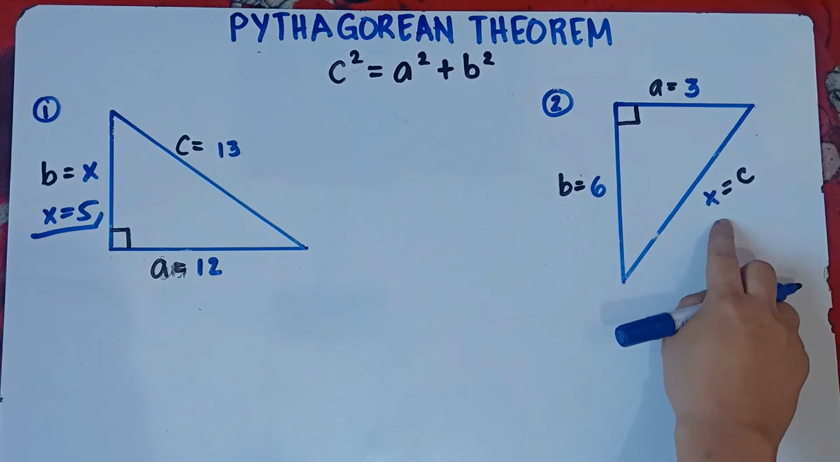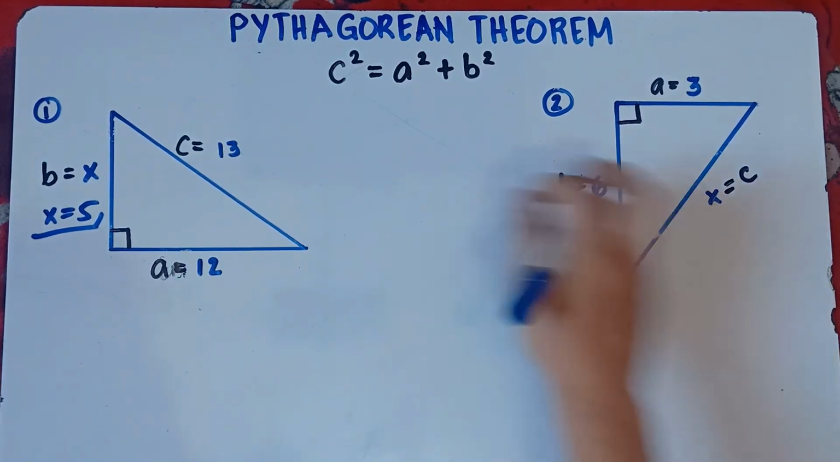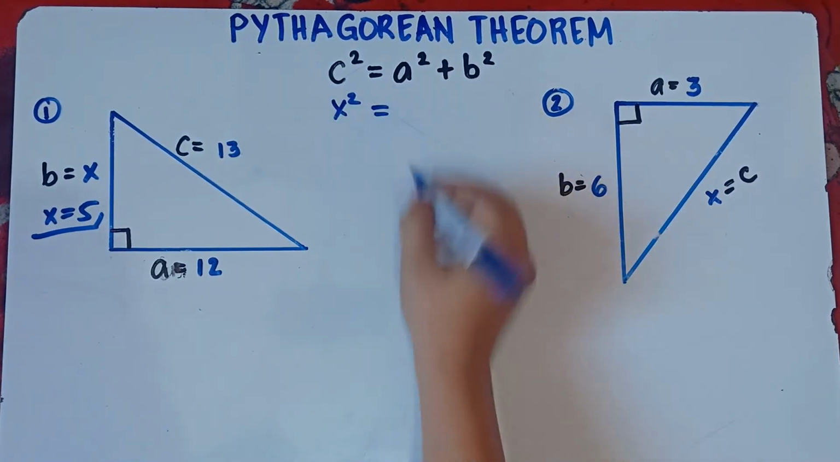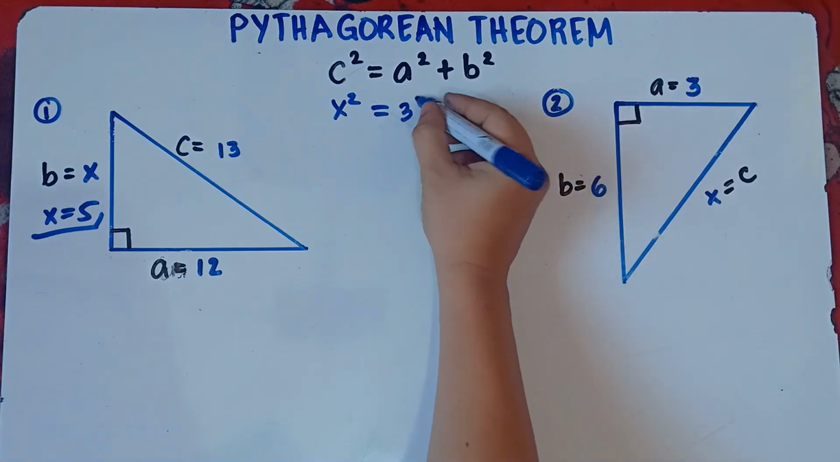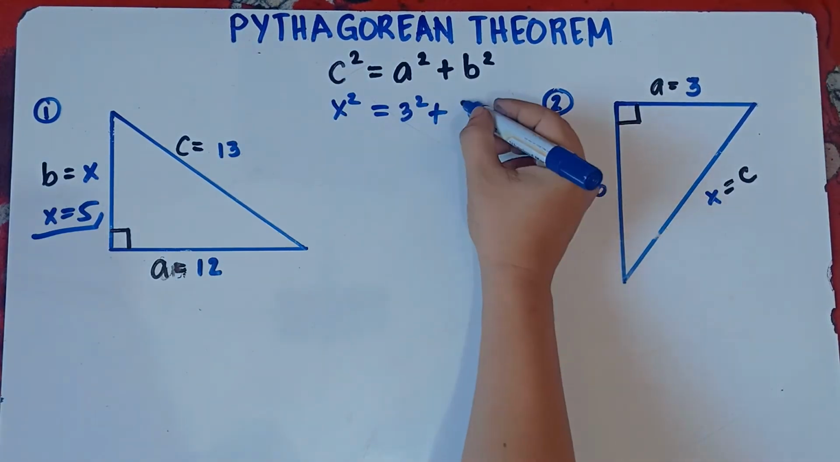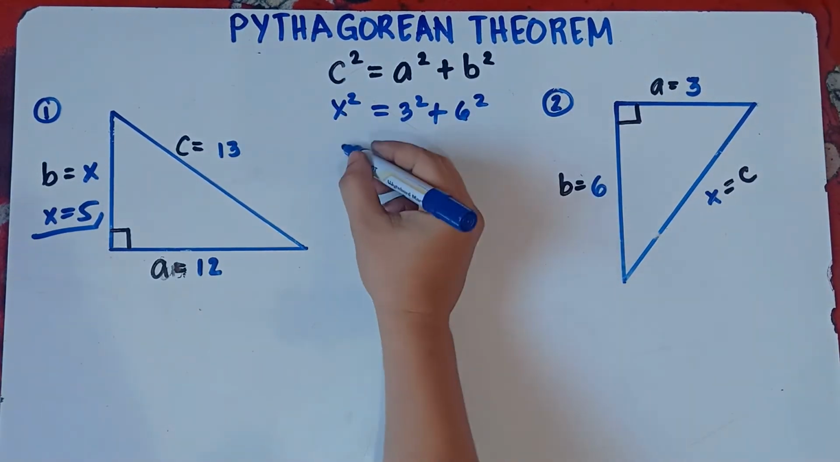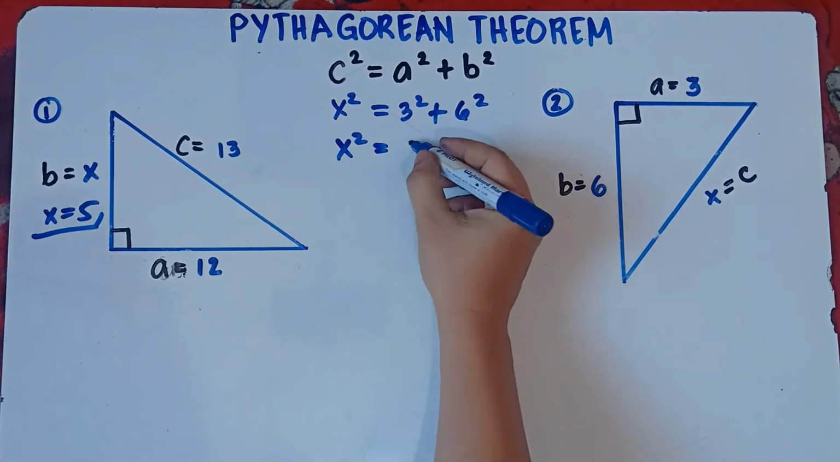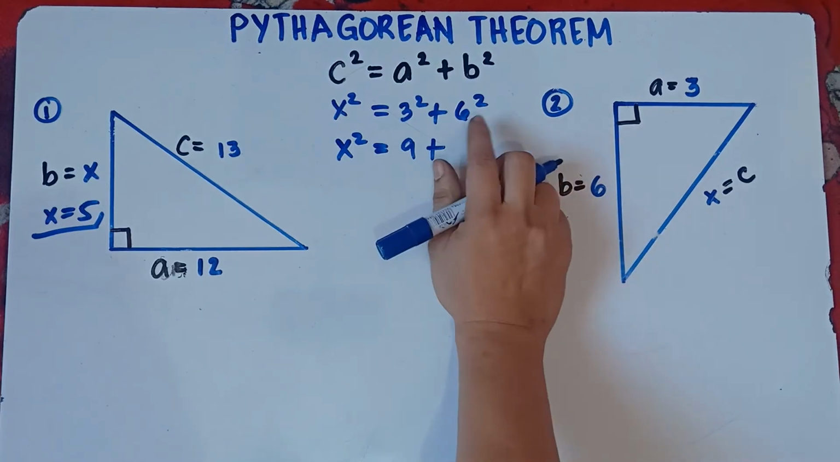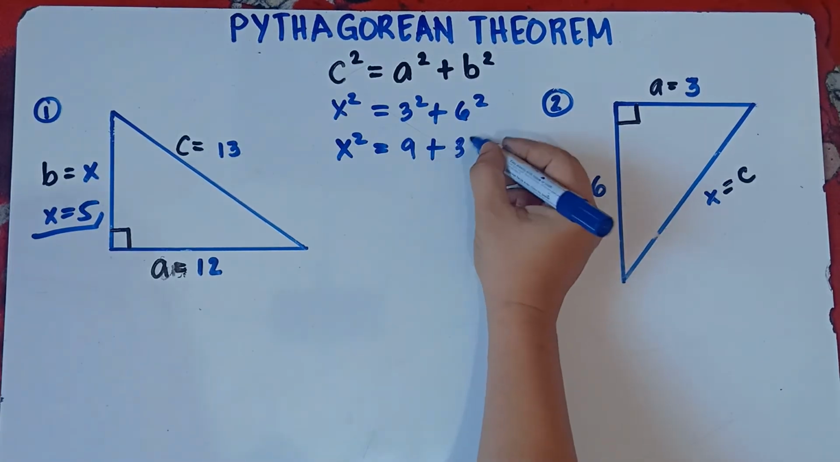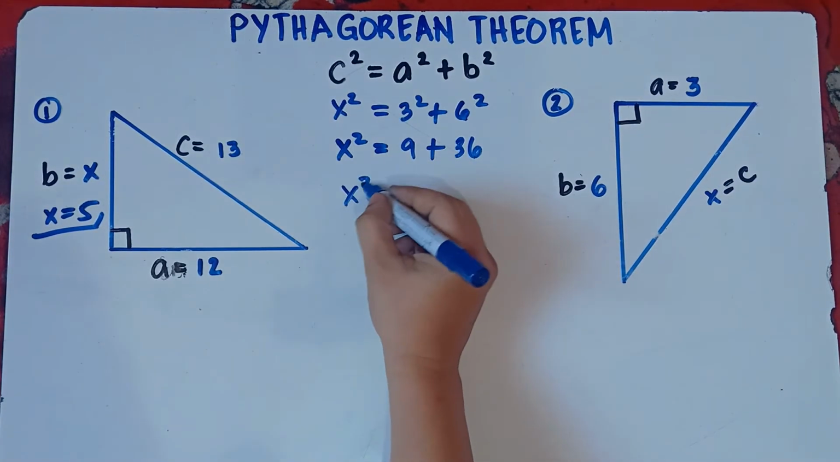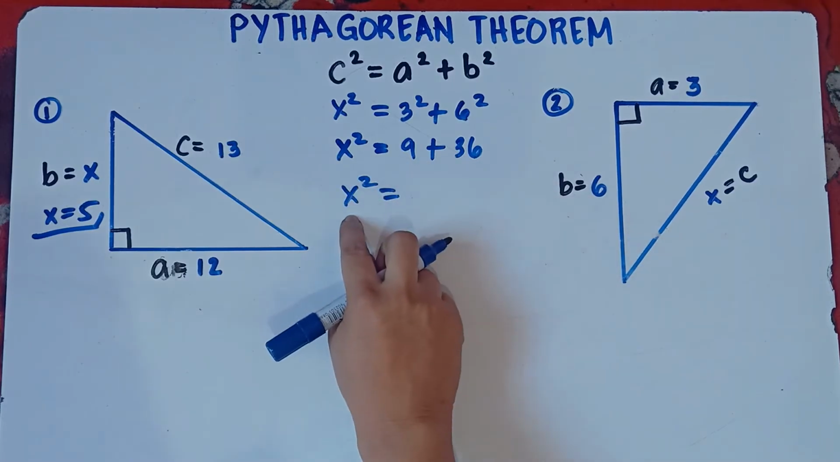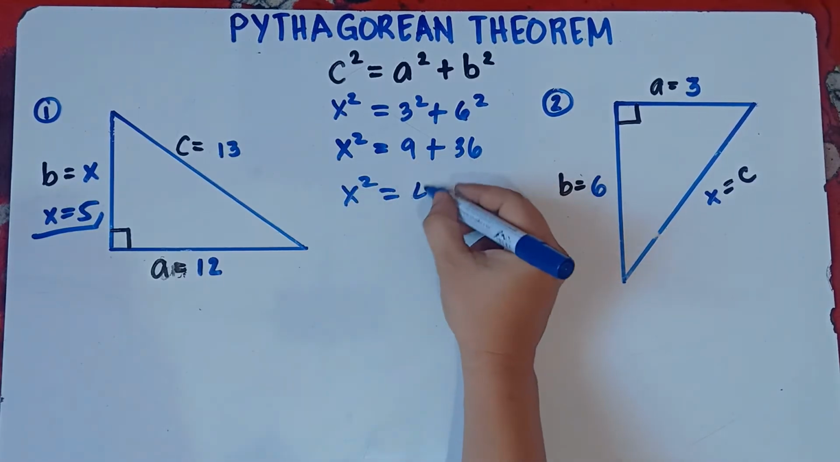So substitute the value. So our C is equal to x, so x squared equals, our A is 3, so 3 squared, plus our B is 6 squared. So this will be x squared equals 3 squared, it means 3 times 3, that is 9. Plus 6 squared, it means 6 times 6, that would be 36. Then you combine, so copy x squared, 9 plus 36, that is 45.